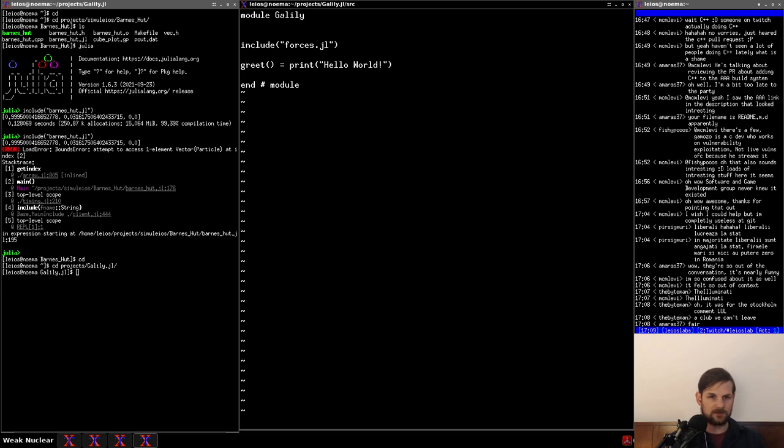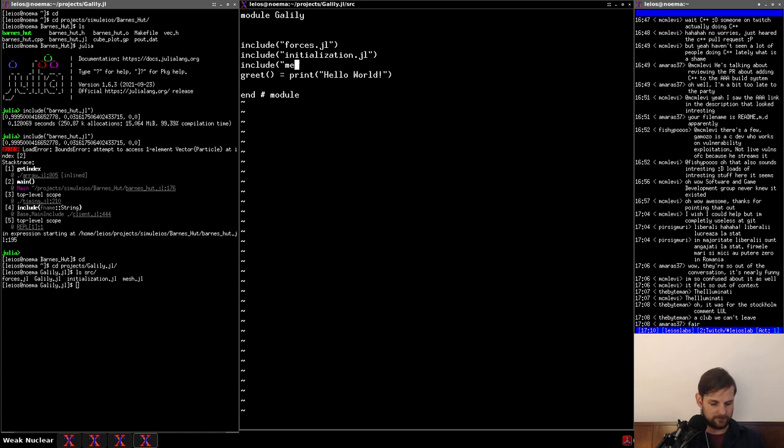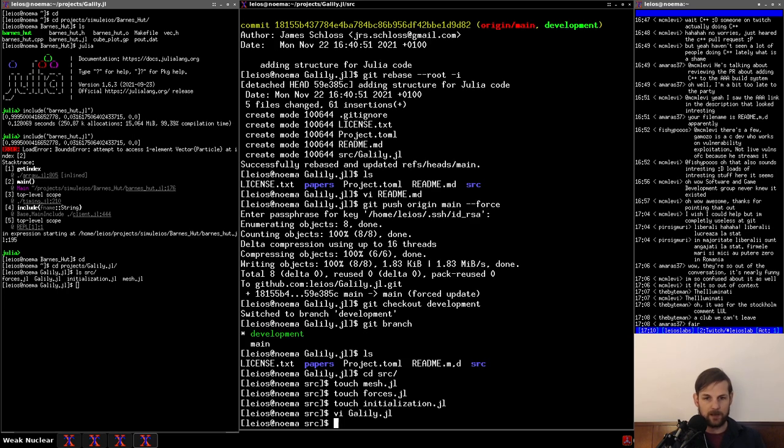So then we also want to include, ls source. Okay, so we probably want initialization.jl. And the last one is going to be include mesh.jl. Okay, so these are the things I think we're going to want. Let's go ahead and git add there. And sure, okay, this seems fine to me. We generally have the structure ready to go.